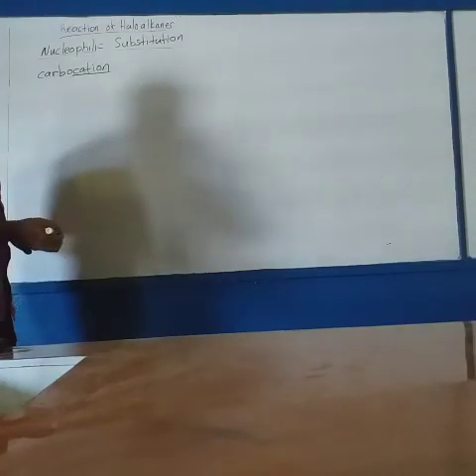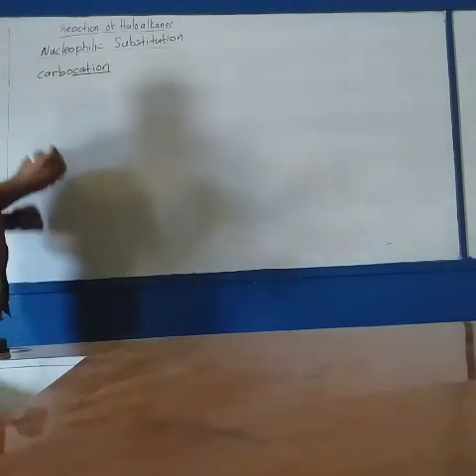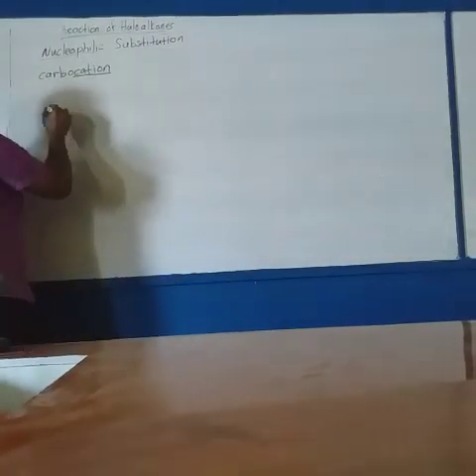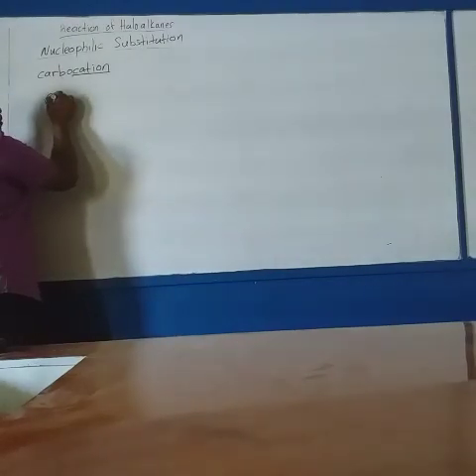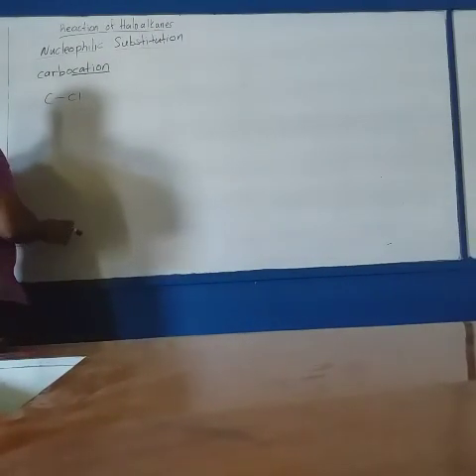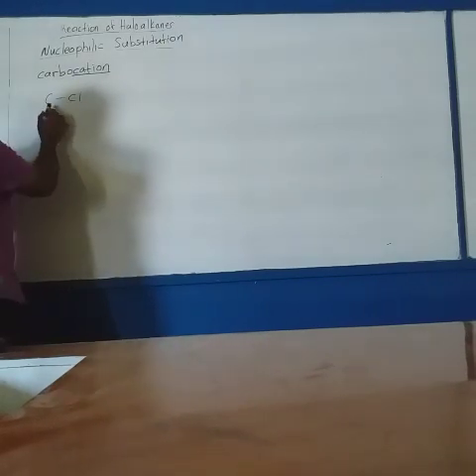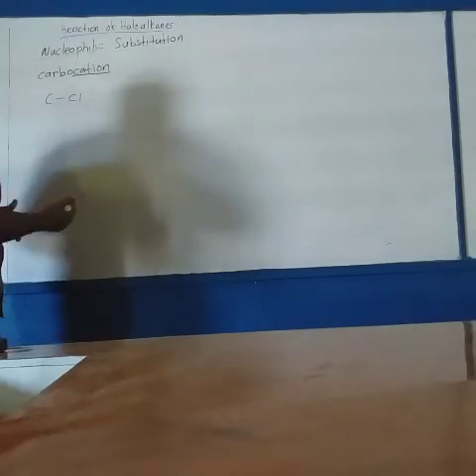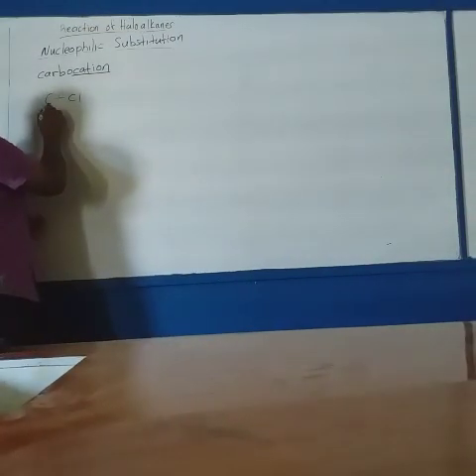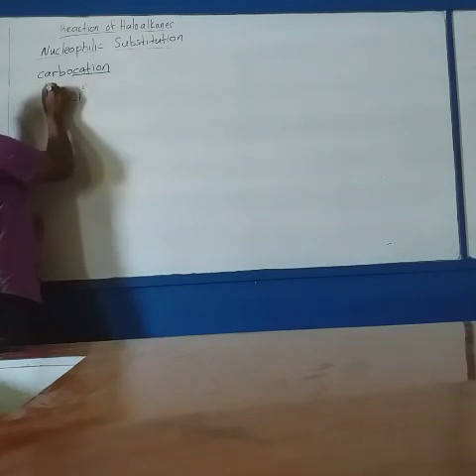Cations are ions with a positive charge. Carbocation means that it's a carbon atom with a positive charge. For example, let's say we have a carbon to chlorine bond. We know that chlorine is electronegative and the carbon is not. What does that mean? The bond between carbon and chlorine is polarized. That means the chlorine is slightly negative, and the carbon is slightly positive.